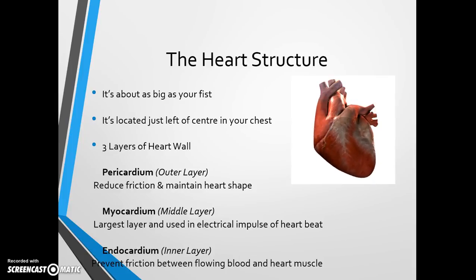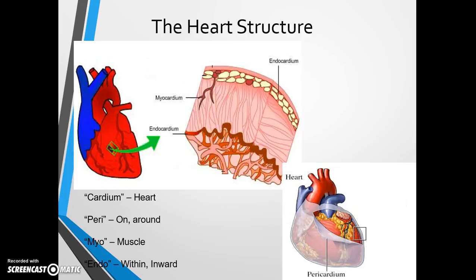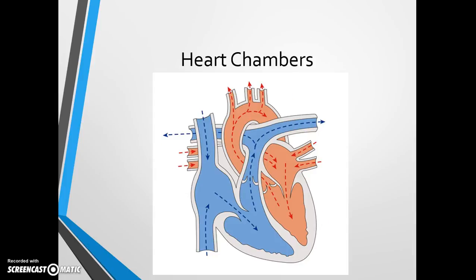There's the endocardium, and the role of that is that it prevents friction between the flowing blood and the heart muscle. It's a very inner layer. And you should recognize this slide from when we went through muscle structures, but it's a nice visual example showing the 3 separate layers of heart muscle.